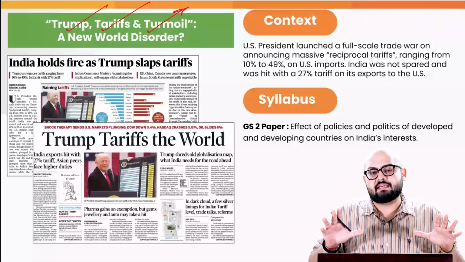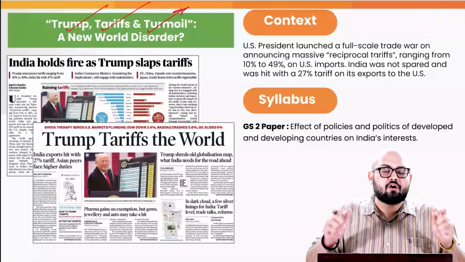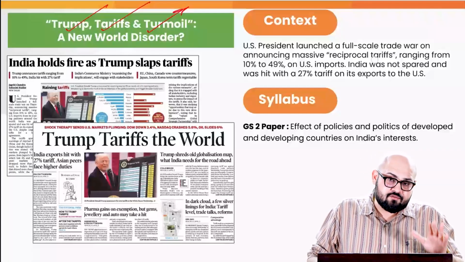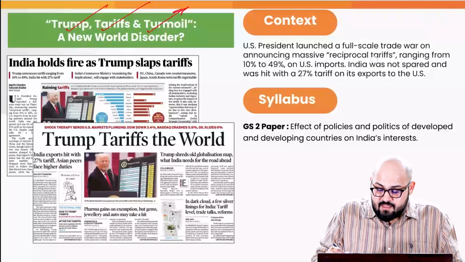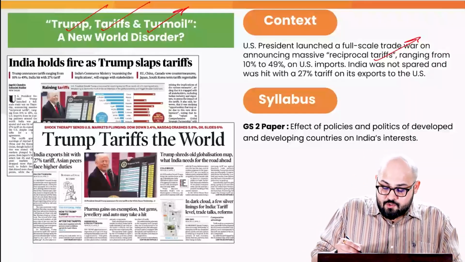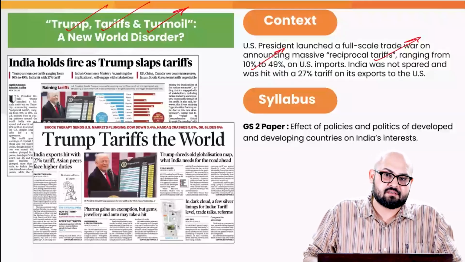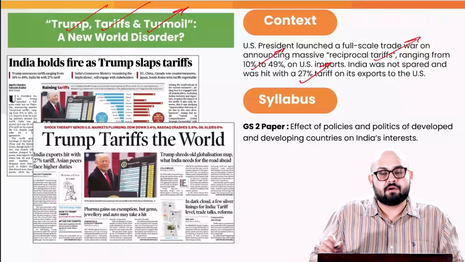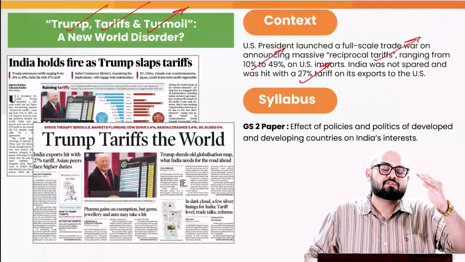Now, all these things highlight the rise of economic nationalism in the US. And in that line, Mr. Trump has imposed reciprocal tariffs on its trading partners, which range to the tune of 10% to 49%. And he has not even spared India. He has imposed almost 27% tariffs on Indian exports to the US.